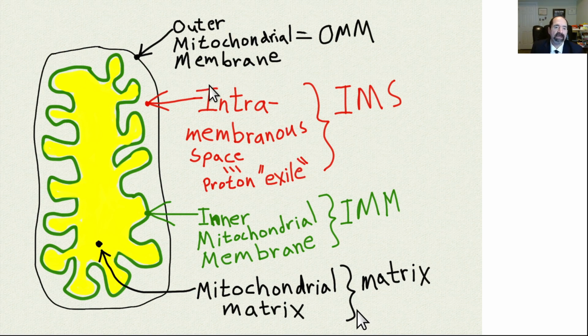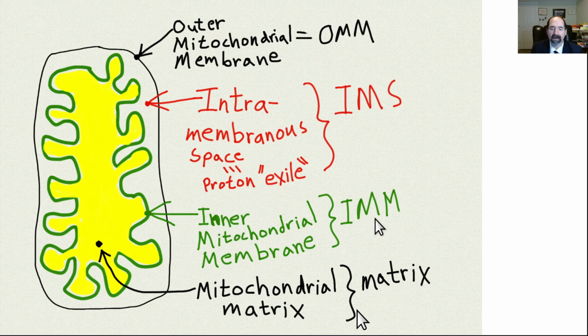Okay, so here's the anatomy of a mitochondria. These are all in order here. OMM is the outer mitochondrial membrane, right here. And then here is the intramembranous space, located at the tip of this red dot between the outer mitochondrial membrane and the inner mitochondrial membrane. This is where those protons are being pumped. It's like proton exile.